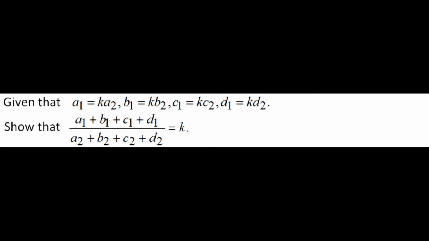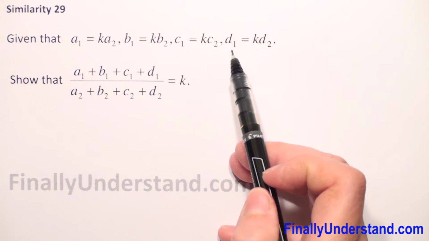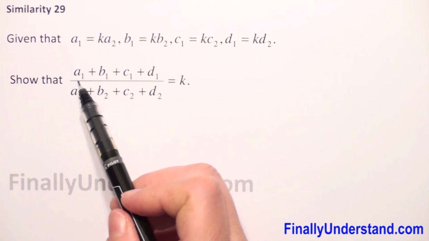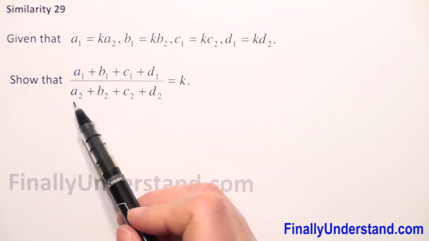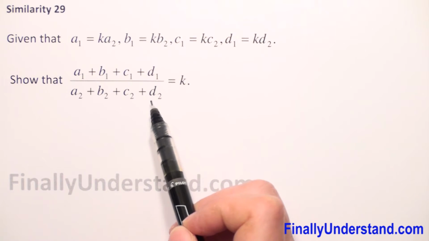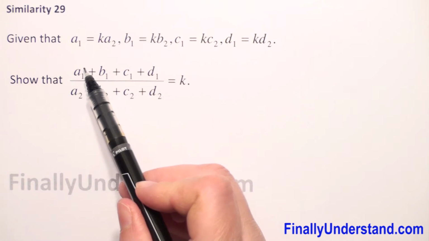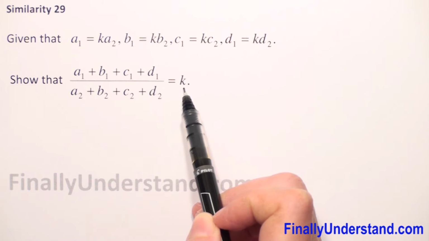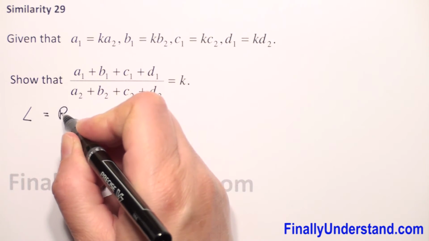We have given that A1 is K times A2, B1 is K times B2, C1 is K times C2, D1 is K times D2. We have to show that the numerator A1 plus B1 plus C1 plus D1 over A2 plus B2 plus C2 plus D2 is equal to K. We have to show that this left side is equal to the right side. Let me write this: we have to show that left equals the right.